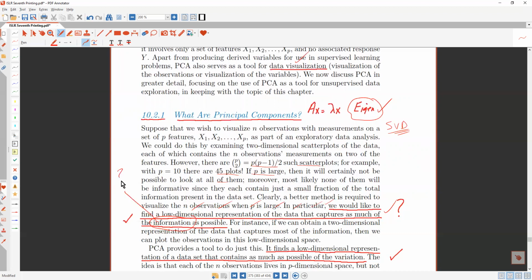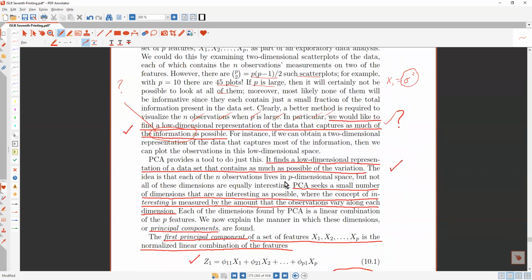And when you see information, you should be like, what? What's information? What do you mean by information? Well, information in the language of PCA is going to be variances. This is information as far as PCA is concerned. So you could replace this with captures as much of the original variance in the data as possible, and that would be a fair substitution there. So it finds a low dimensional representation of the data that contains as much as possible of the variation, right? There they go, they say variation right there, information.